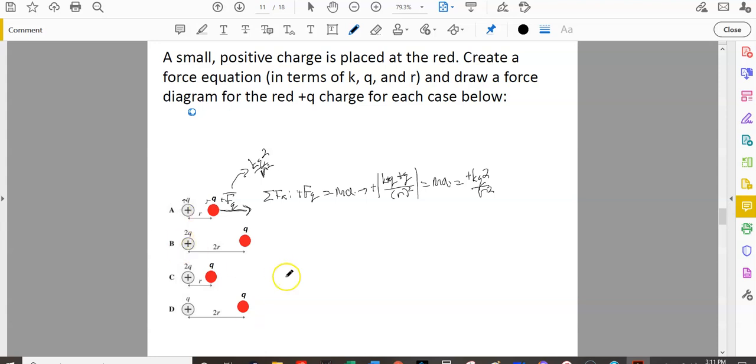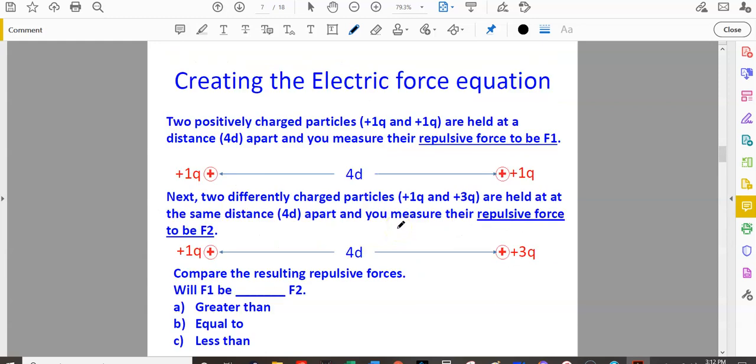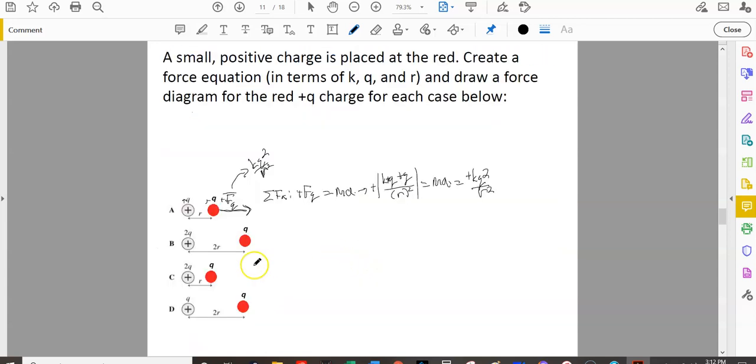Okay. Well, let's estimate the sizes of B, C, and D. Let's compare A to C first. Okay, so it looks like all we're doing in C is doubling the amount of Q. And on this earlier problem, when we doubled or tripled the Q here, it tripled the force. So I'm thinking by doubling only one of the Q, we're only going to double the force. So I'm going to say this force is going to be twice the size of A's force.